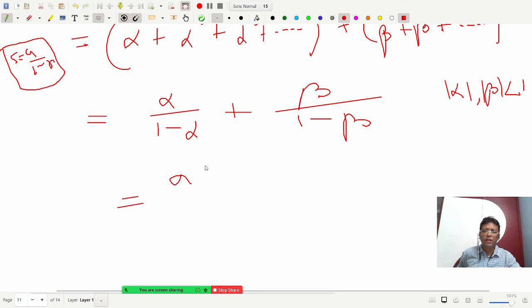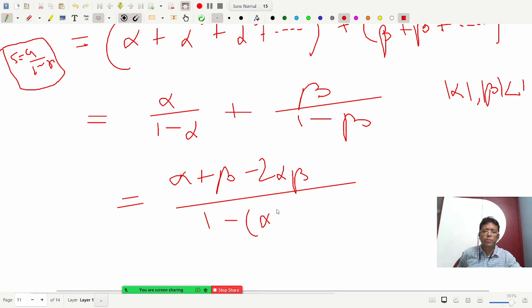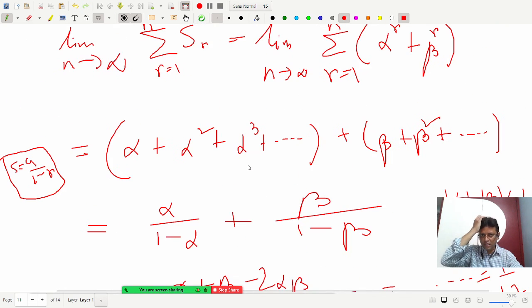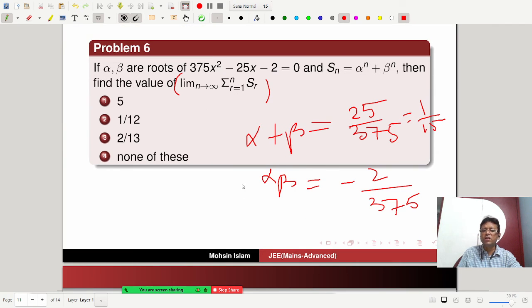So if you simplify the result, that's going to be alpha plus beta minus 2 alpha beta over 1 minus alpha plus beta plus alpha beta. Okay, and if you simplify, you know all the values, and the answer will be 1 by 12. I'm just telling you the answer because I have calculated it, so you can check that the answer will be 1 by 12. So that is the technique. That means not only theory of equations, all the chapters may be related. You have a problem on series also in this case. So your answer will be 1 by 12, that is answer B, the second option.